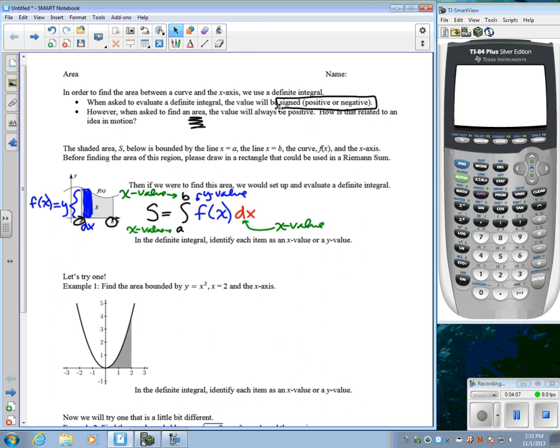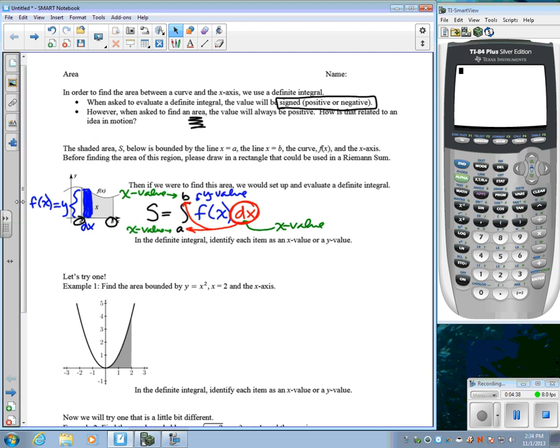So this is us identifying everything. What we really need to notice is the blue part is a y value, however all the other things are x's. So whenever you see a dx, it should be an x value, the a should be an x value, the b should be an x value, and then what I'm finding the antiderivative of should be a y value.